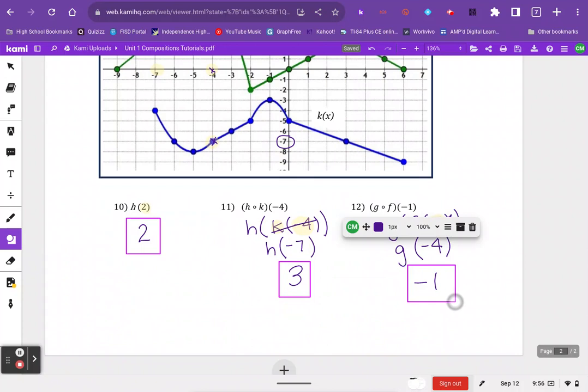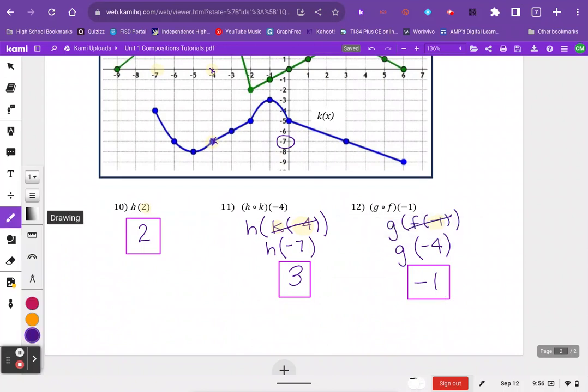Okay, hopefully now you're ready to take your reassessment for compositions. If you have any questions, please let me know.